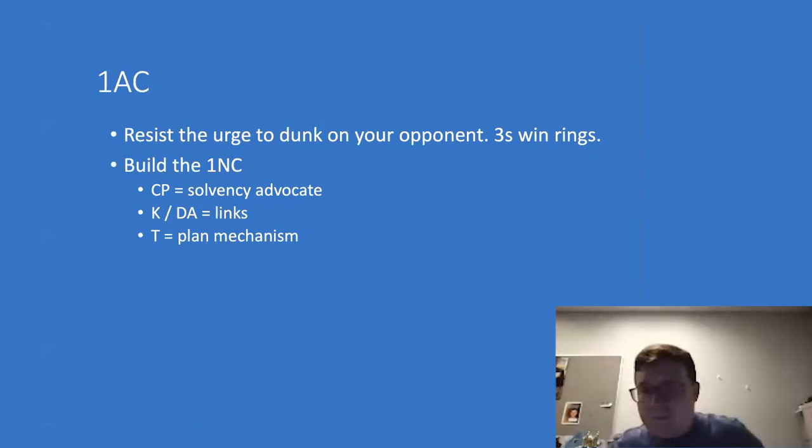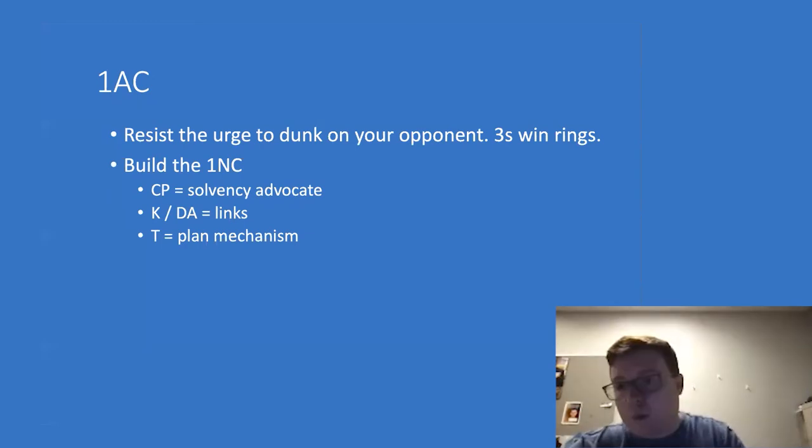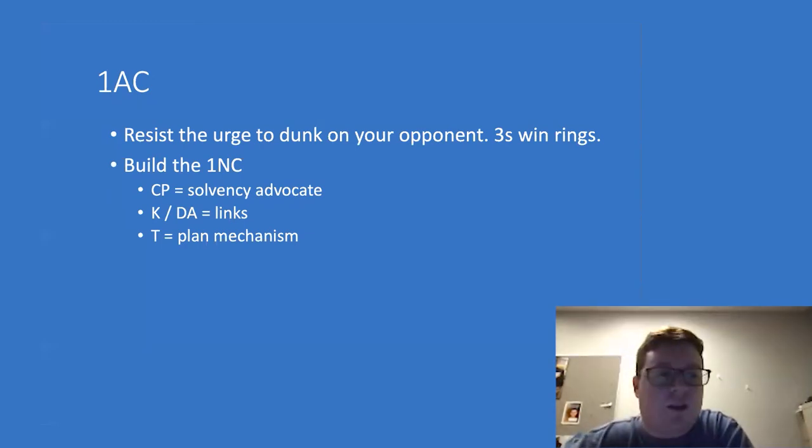Your goal in the 1AC cross-ex is typically to build your 1NC. Now you can belittle and make fun of the 1AC advantages. A lot of times you're going to have to if it's a new advantage and you have nothing against it. That's all you really can do until you find some ways to win the debate. But the entire goal of your cross-ex should be to build off-case positions.